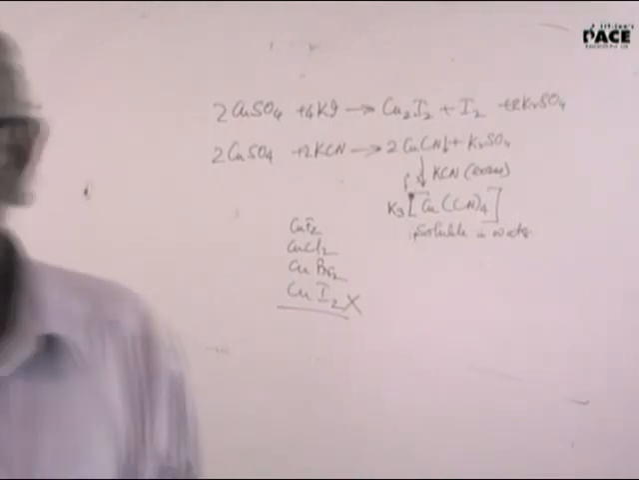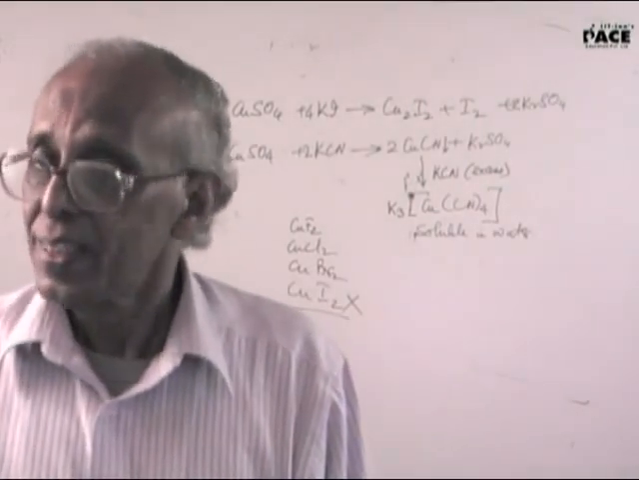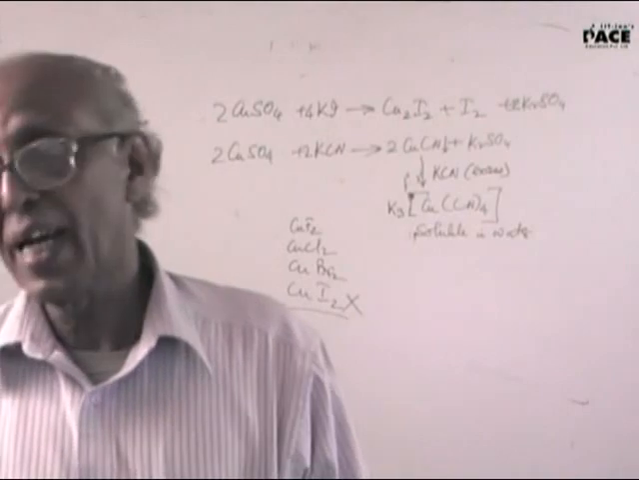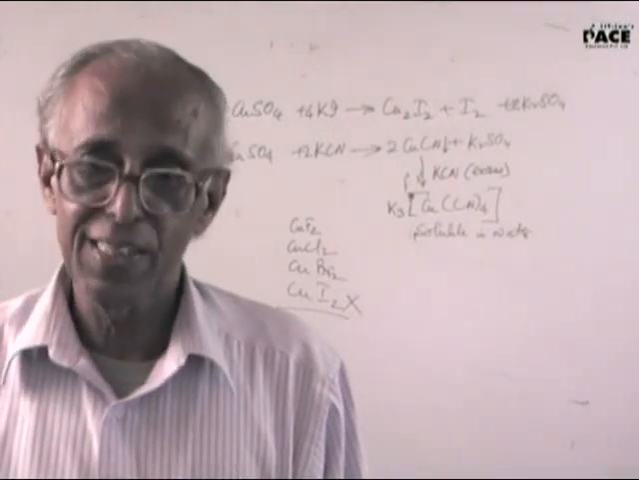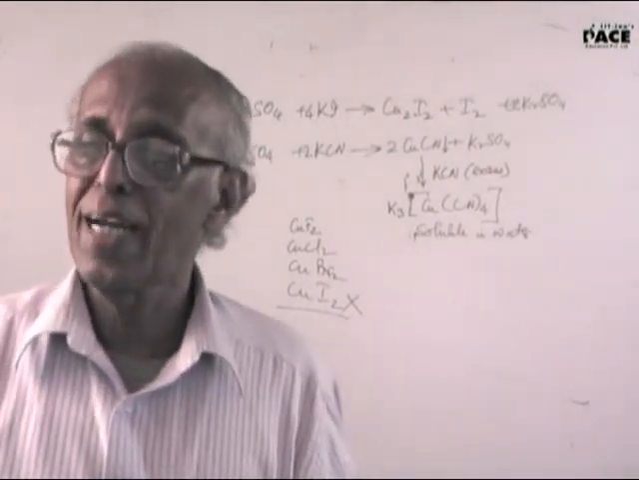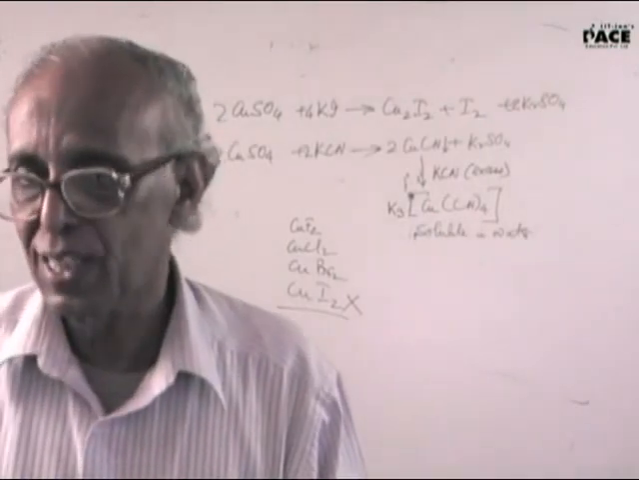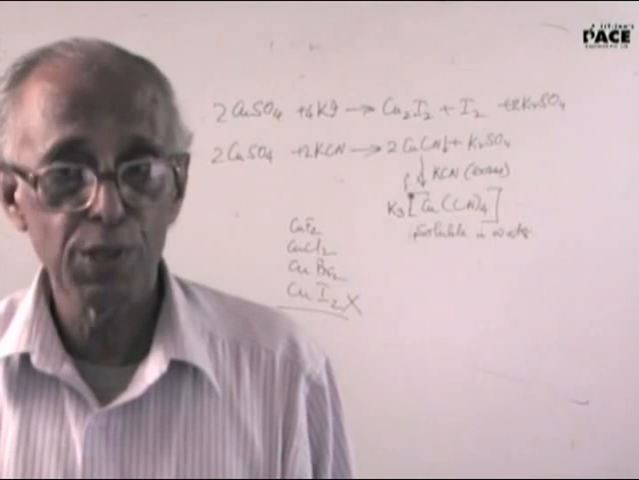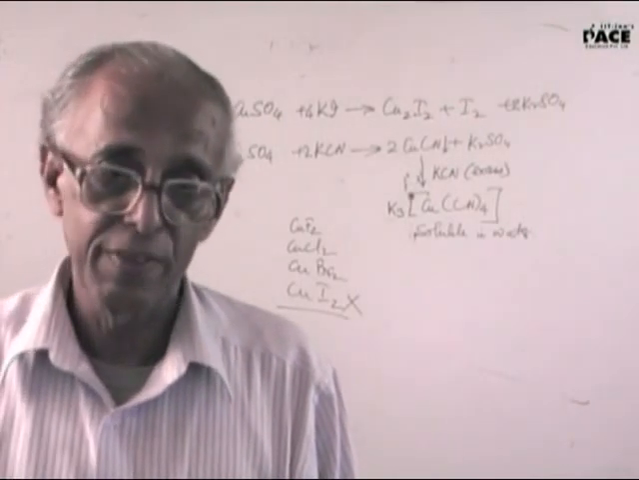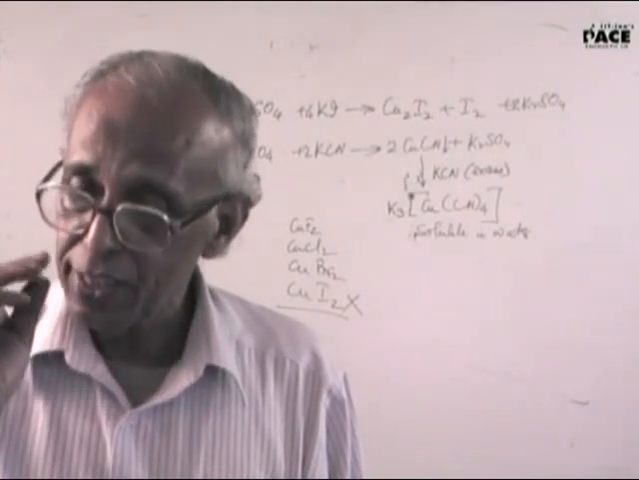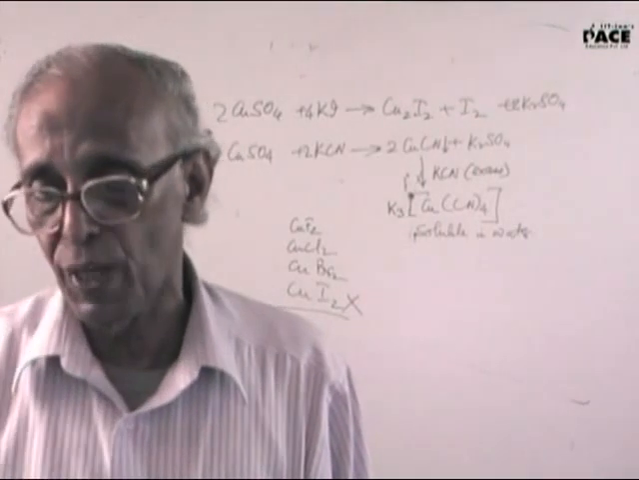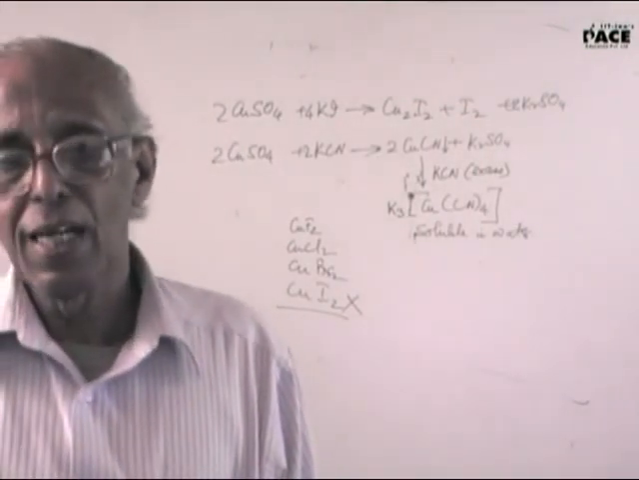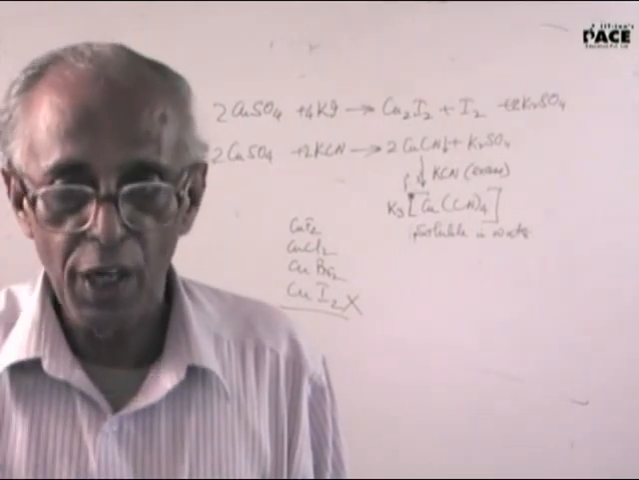But fluoride or chloride or bromide, they cannot reduce copper 2 to copper 1. So they are weaker reducing agents. So copper chloride exists, copper bromide exists, copper fluoride exists. But iodide is the strongest reducing agent among the halide ions. So it reduces copper 2 plus to copper 1 and gets oxidized to iodine. As a result, cupric iodide does not exist.